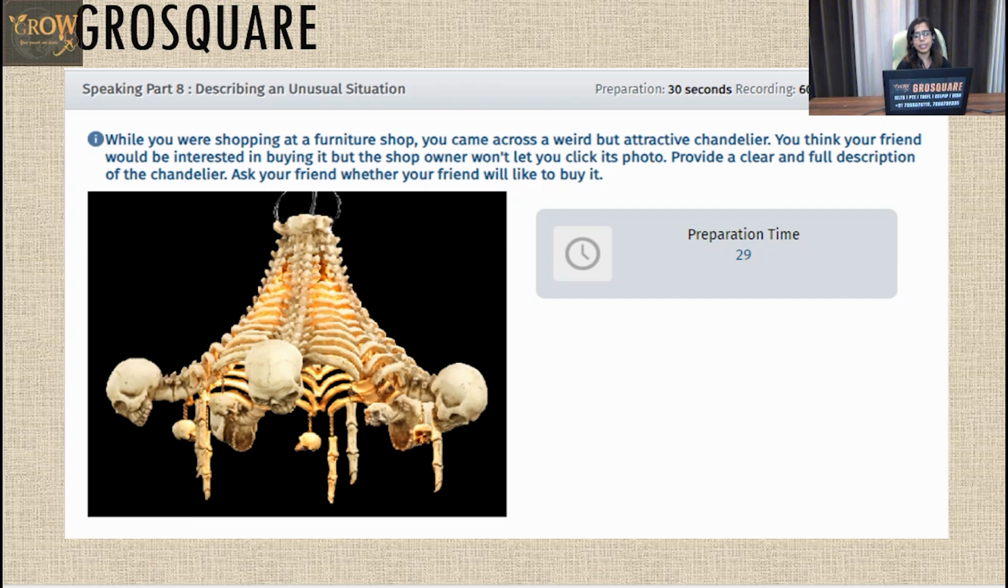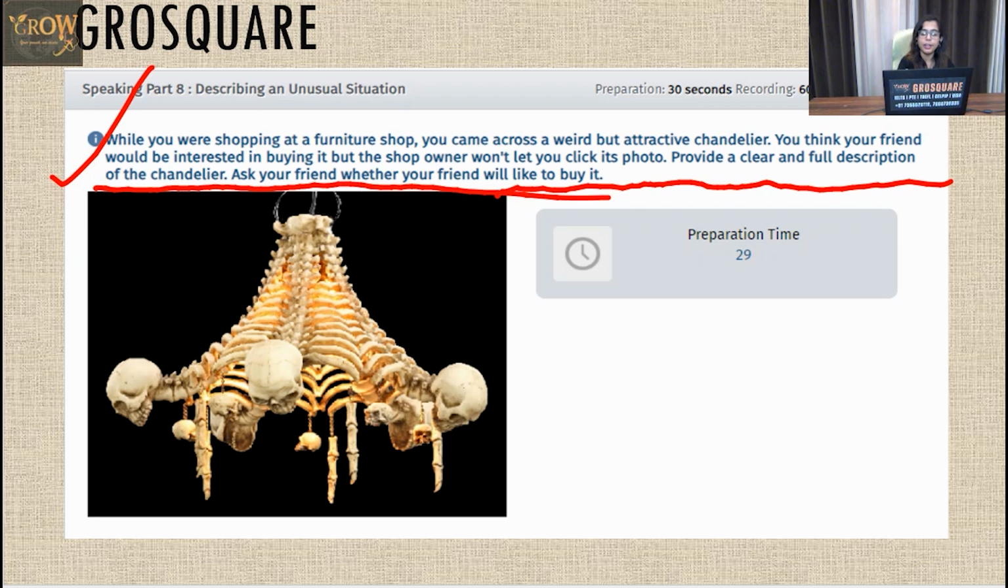There can be unusual situations, unusual choices, right? So what it is that while you were shopping at a furniture shop, you came across a weird but attractive chandelier, right? You think your friend would be interested in buying it, but the shop owner won't let you click its photo. So what you need to do is provide a clear and full description of this and ask your friend whether your friend would like to buy it.